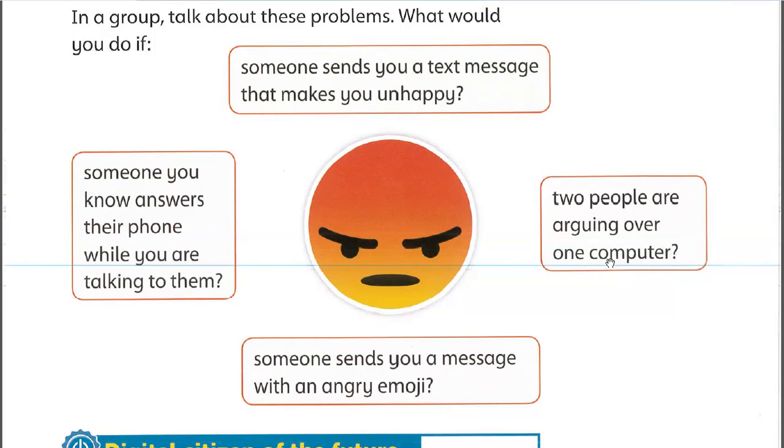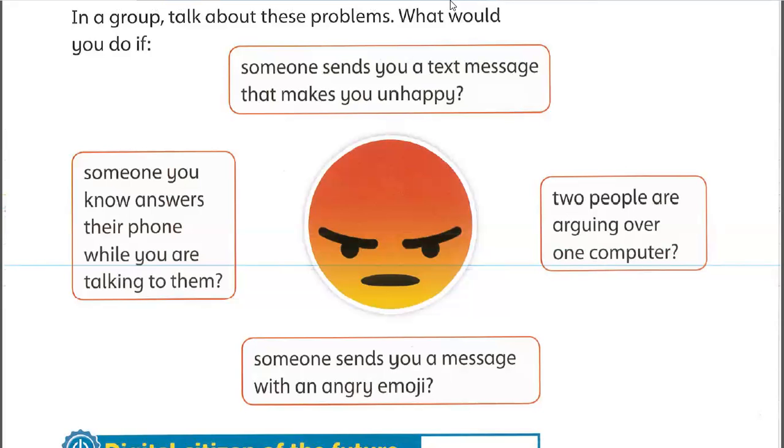No, if you are talking and someone comes to interrupt you, it's okay, no problem. You should have manners. If others do not have and they do not know how to talk, it's okay. But you should wait for your turn. Okay. Next one is two people are arguing over one computer.